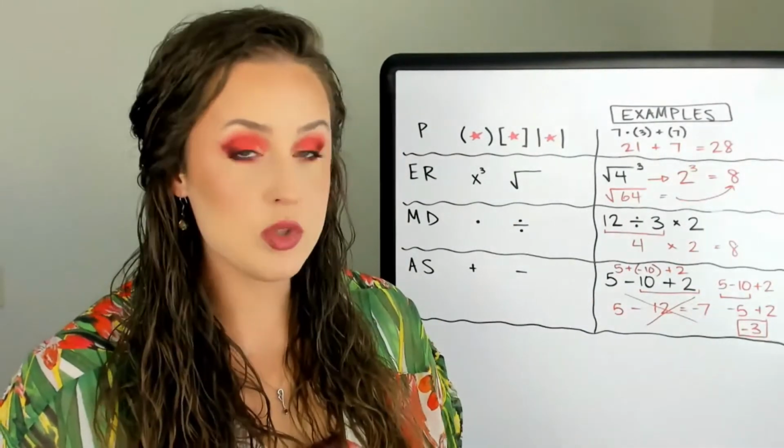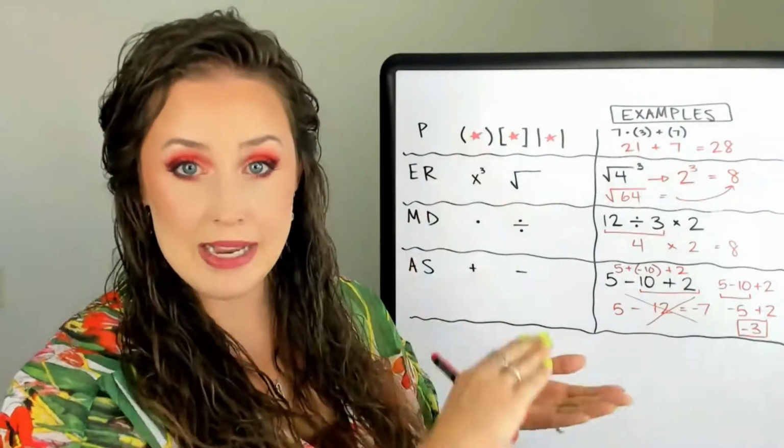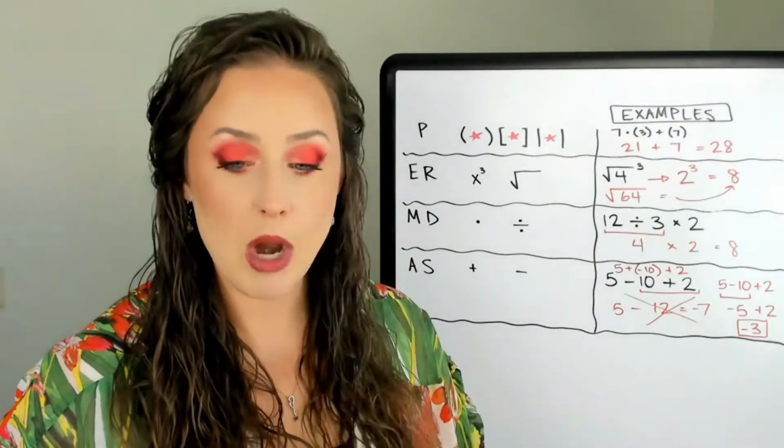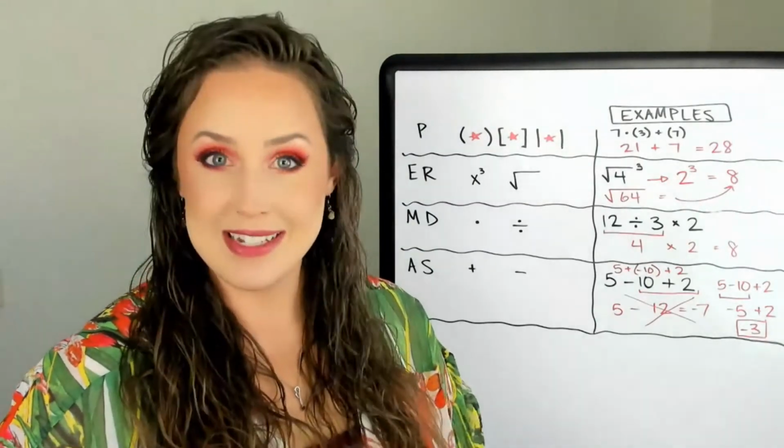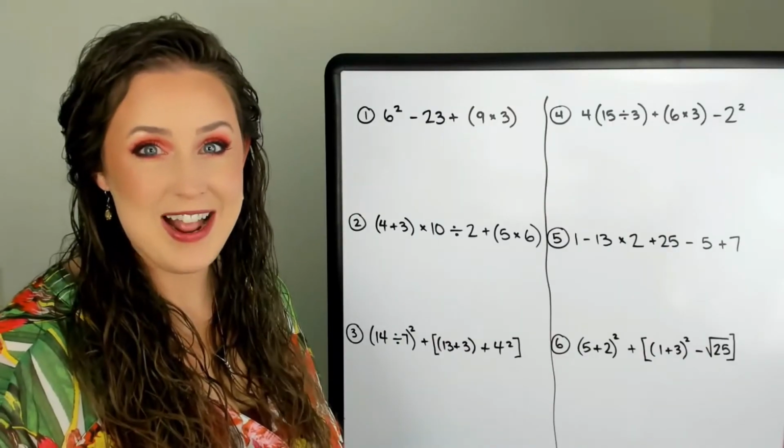So what I'm going to do now is just write up a bunch of examples that combine a bunch of order of operations into each problem, and we'll walk through a few of them. Then I'll give you a few to do on your own. So let's do it. Are you guys ready?